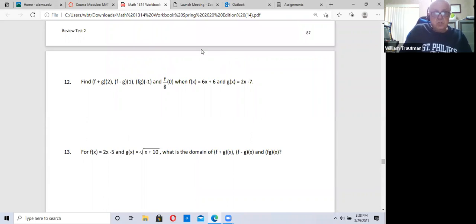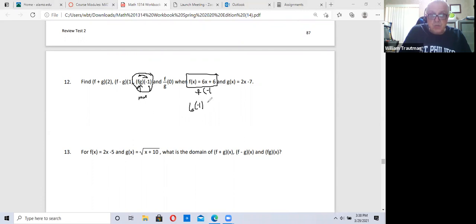This is the ones we were just doing. Let's do this one. Put a -1 into f and g, and this means you're going to multiply them. So first we're going to do f, and we're going to put a -1 into it. When I put a -1, 6 times a -1 plus 6. I put this in my calculator, I get 0.